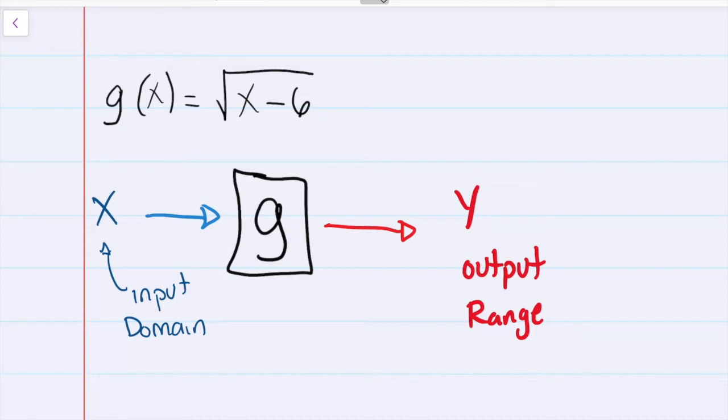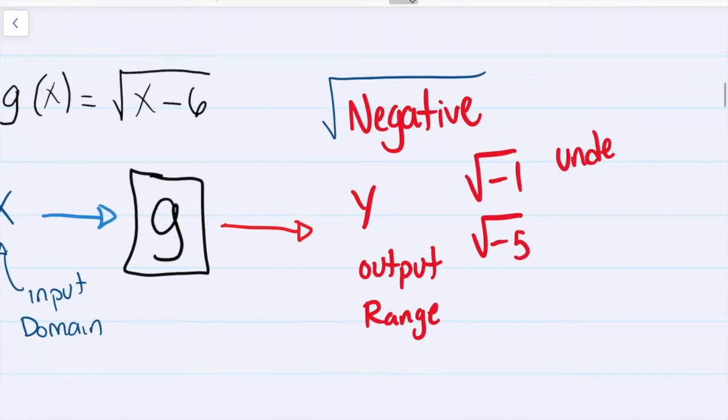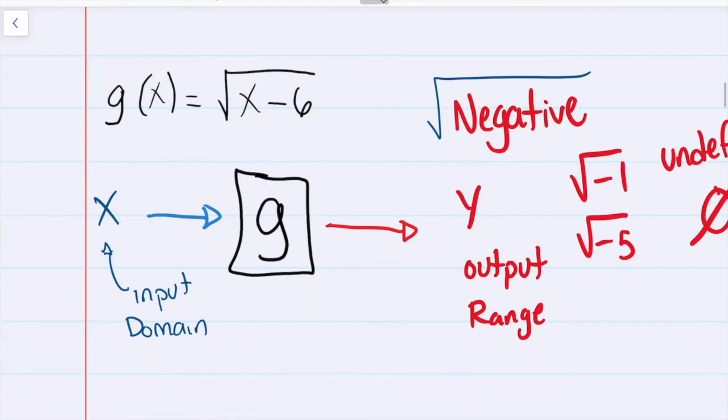Well, let's talk about this problem. Today's problem revolves around what can you plug in inside a square root. Well, very simple. If you know the properties of a square root, you're going to remember that you can never, ever have a negative number inside a square root. So if you go on a calculator and write the square root of -1, the square root of -5, those are not possible. They would be called undefined. Another way to write undefined is with a little symbol, 0 with a slash.